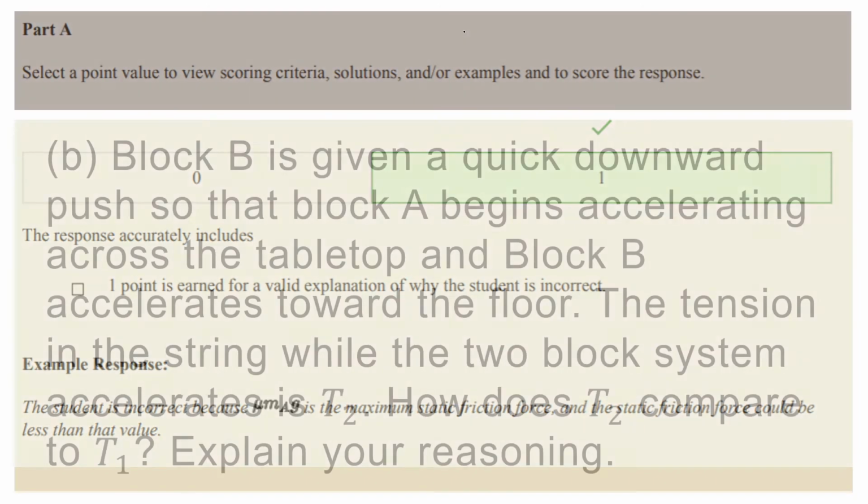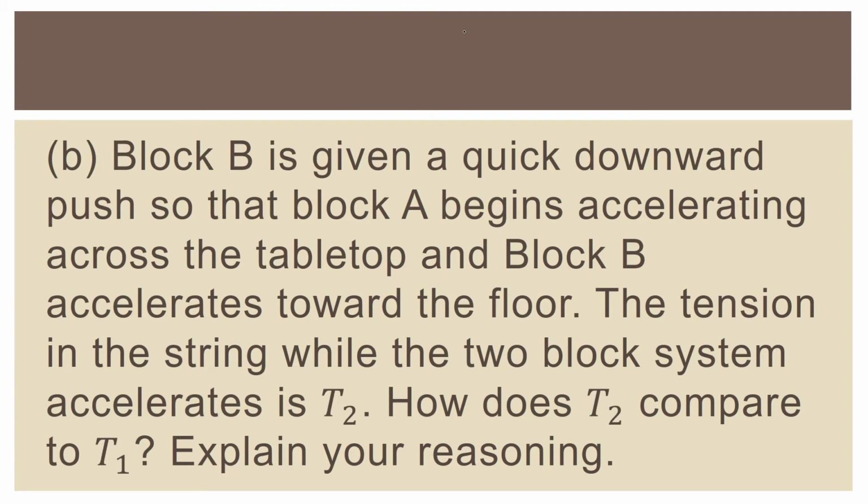All right, part B. I just wrote it down here because I couldn't take a screenshot of it to make it a normal size. Part B of this question says block B is given a quick downward push so that block A begins accelerating across the tabletop and block B accelerates towards the floor. Basically, they're overcoming the force of static friction. The tension in the string, while the two-block system accelerates, is T sub 2. How does T2 compare to T1? Explain your reasoning.